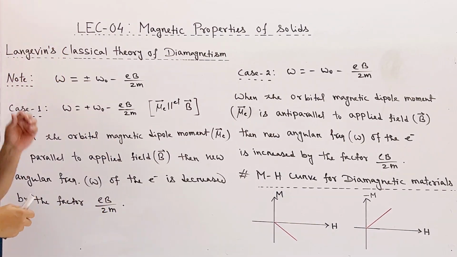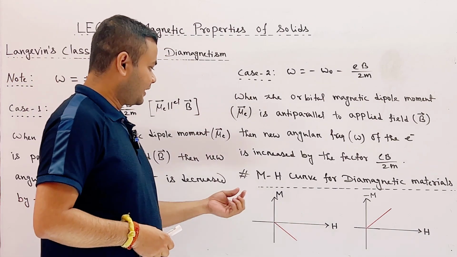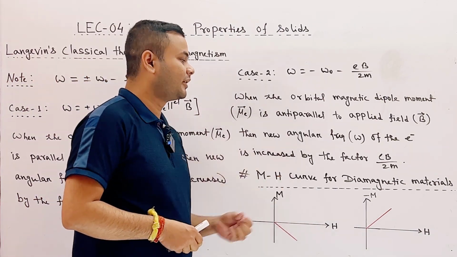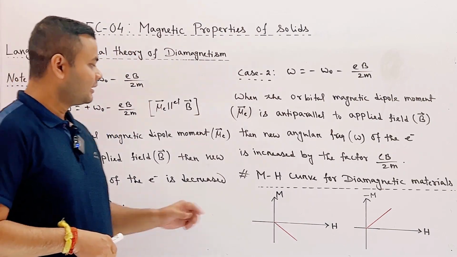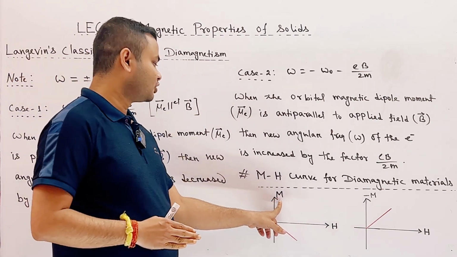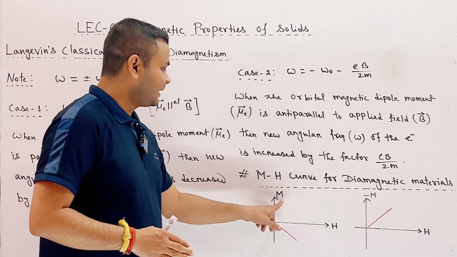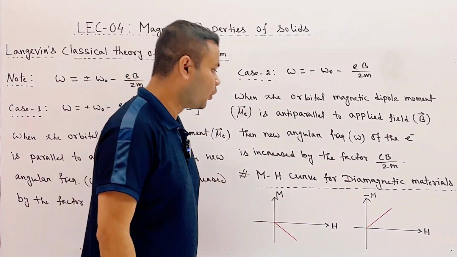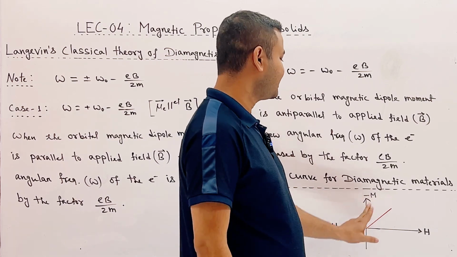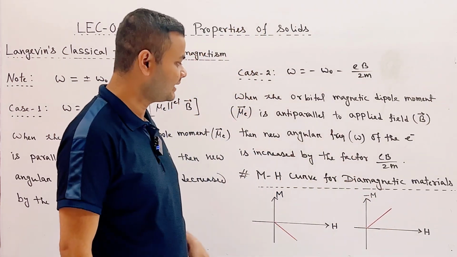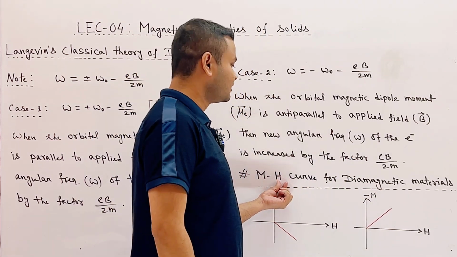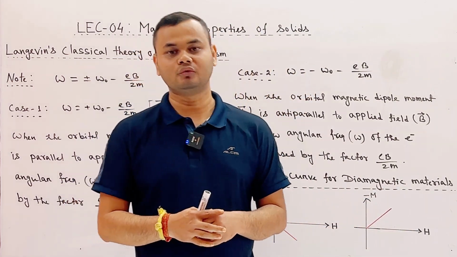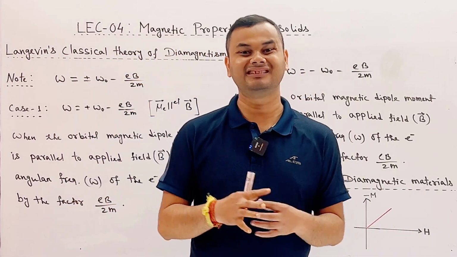Finally, I have drawn a magnetization versus magnetizing field curve for a diamagnetic material. When magnetization is taken in positive x direction, then M versus H curve for diamagnetic material will be like this. When we take minus M along positive x direction, then M versus H curve for diamagnetic material becomes like this. This is all about today's video, and I hope that you have learned a lot from this video.